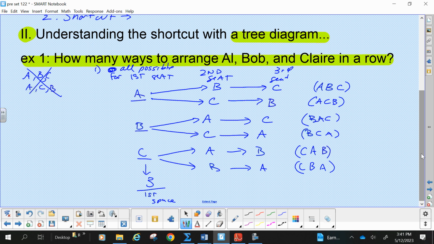So the shortcut then is I have 3 choices for the first movement. After that, off of each of those, I multiply each of those by 2 choices. Each of those branched off to 2 choices in the second seat. But after I had sat 2 people, then in the last seat, I only had 1 choice. Last seat or third seat.